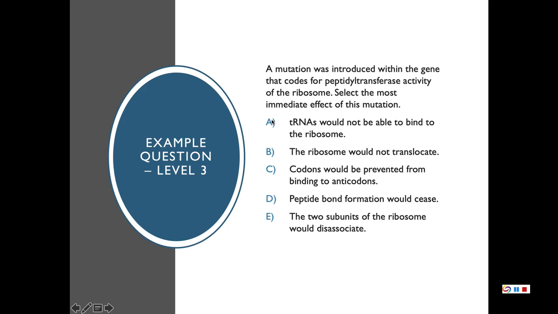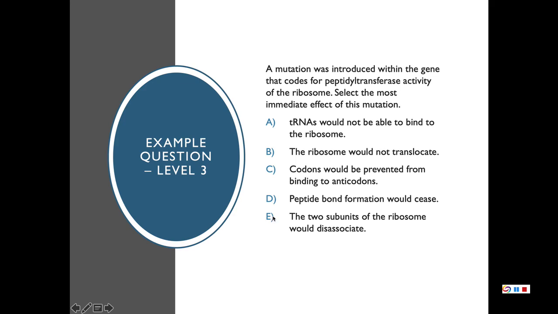That could become true, but not immediately. That would become true because there would be transfer RNAs waiting, and there would be nothing else that could bind to the ribosome until that transfer RNA exits. The ribosome would not translocate. That's also an effect. This means that the ribosome would not move down the messenger RNA molecule. But again, it's not going to be an immediate effect. Codons would be prevented from binding to anticodons. Again, that goes hand in hand with what's happening up here in A.